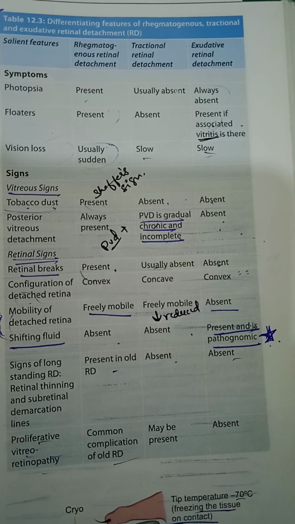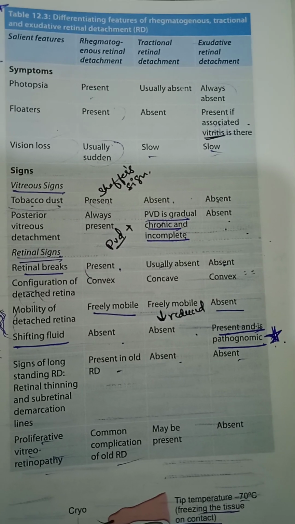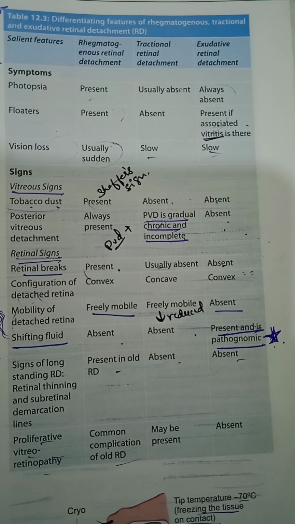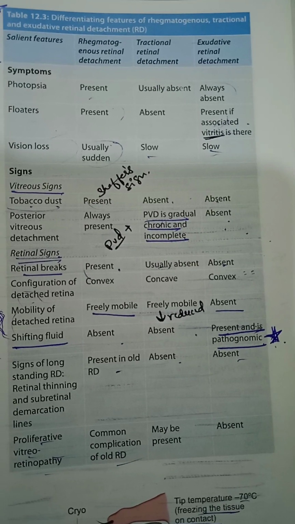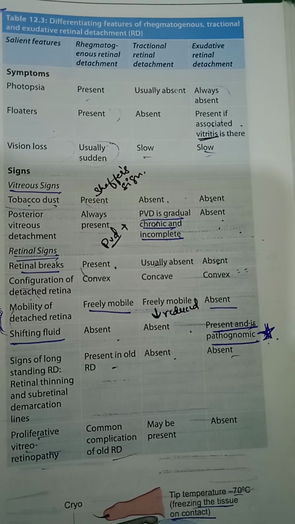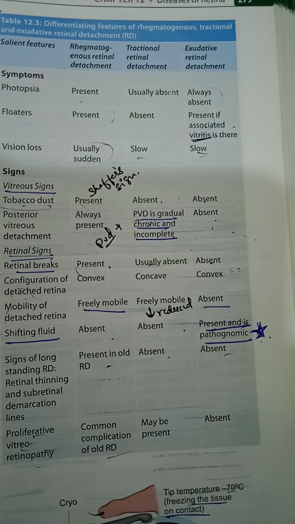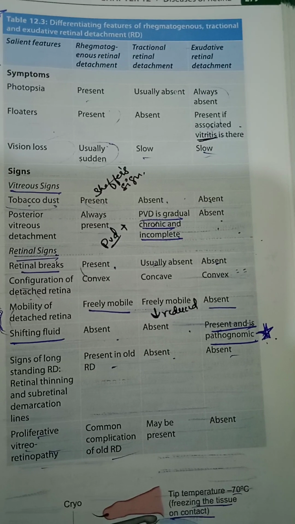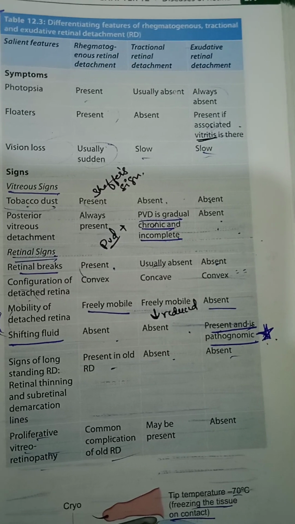Commonly, retinal breaks are present only in rhegmatogenous retinal detachment. The configuration of the detached retina is convex, and the detached retina is freely mobile. In long standing cases, there could be subretinal demarcation lines or secondary intraretinal cysts in very old retinal detachments. A common complication of rhegmatogenous retinal detachment is proliferative vitreoretinopathy.